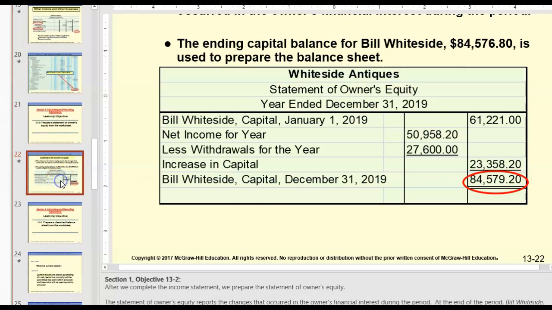All right, so they want you to look at what the owner equity now would look like. The capital at the beginning of the year, we're going to take that $50,000 net income, then we're going to subtract everything that we pulled out of the bank, the withdrawals. That'll be our total increase in capital, and so our owner equity is $84,000 instead of $61,000.